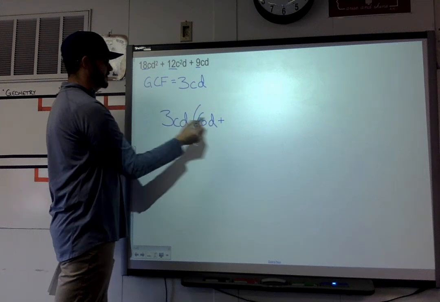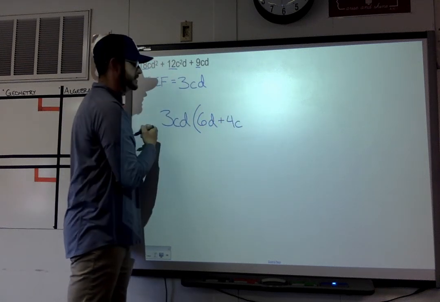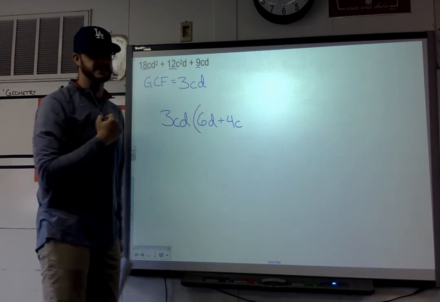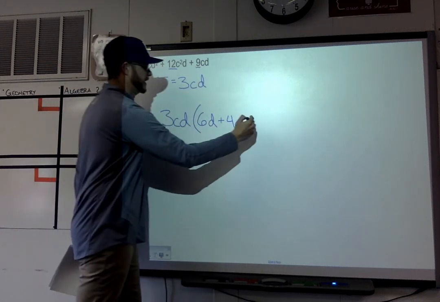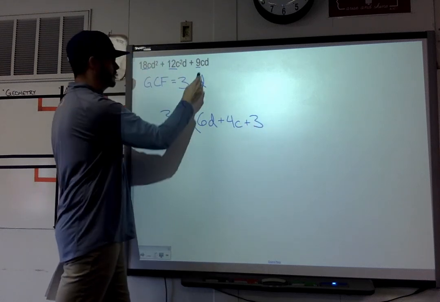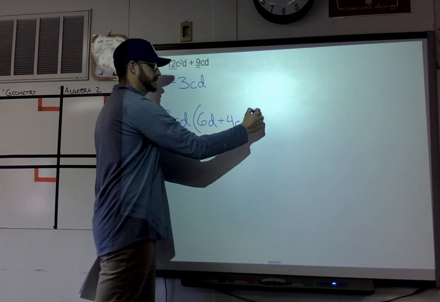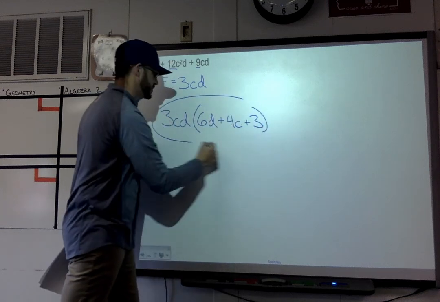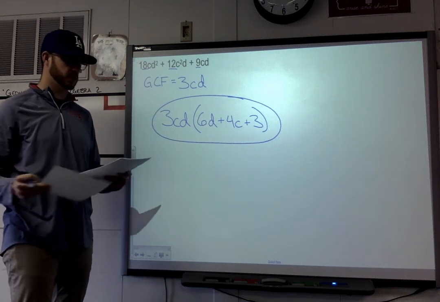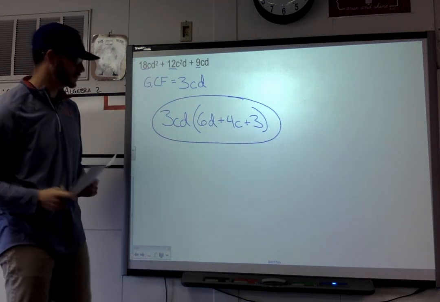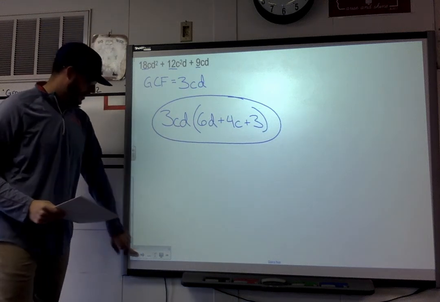Then 12 divided by 3 is 4. C squared divided by c is c. D divided by d, those will cancel. And then 9 divided by 3 gives us 3. C divided by c and d divided by d both cancel. So this would be our final factored form. That's as simple as we can get it. So that's factoring using the distributive property.